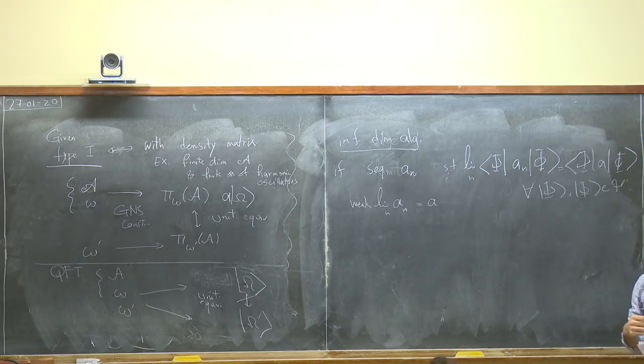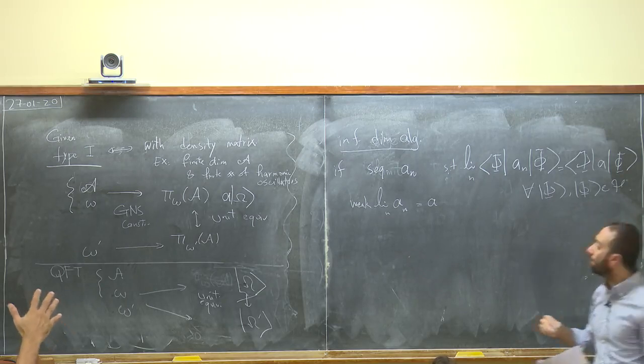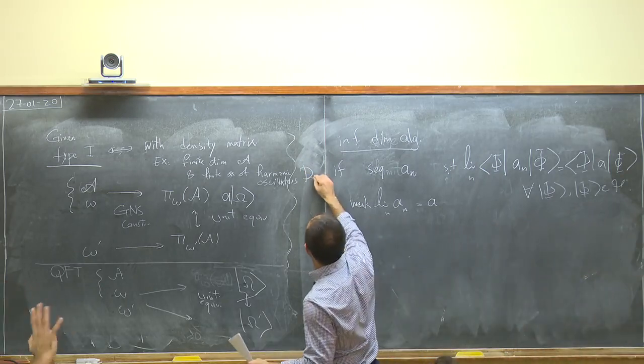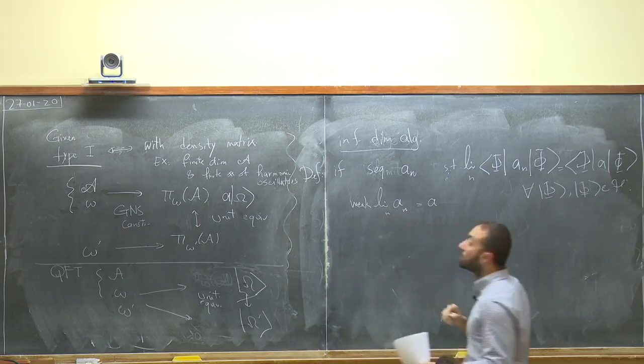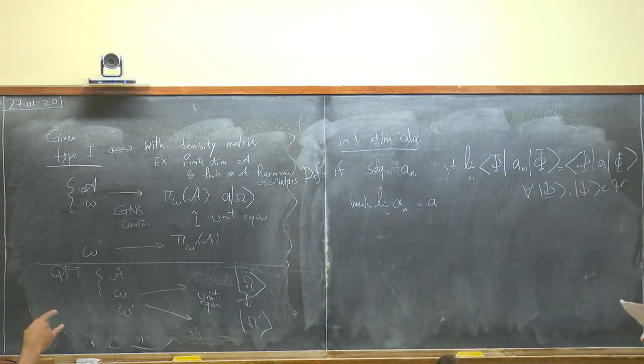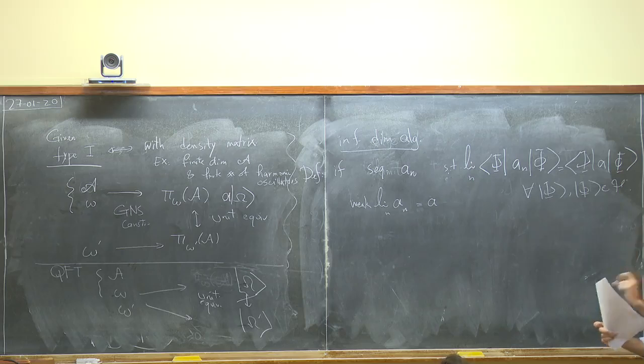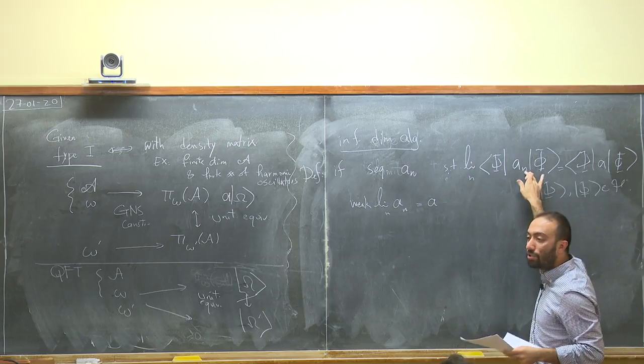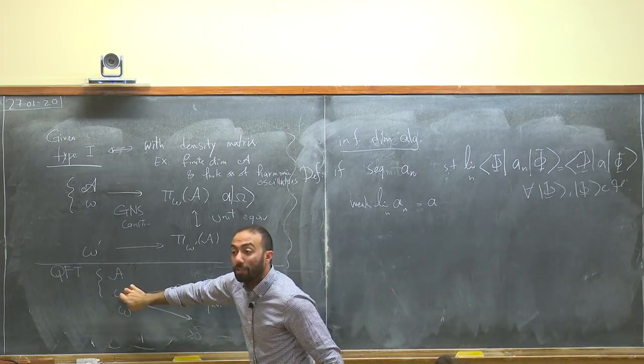This definition requires the algebra to be implemented on a Hilbert space. Yes, but I can always do that. You can always do that, and it requires that this is true for every possible implementation of the Hilbert space. So this is going to be important. If the algebra is infinite dimensional, it will depend on the implementation.